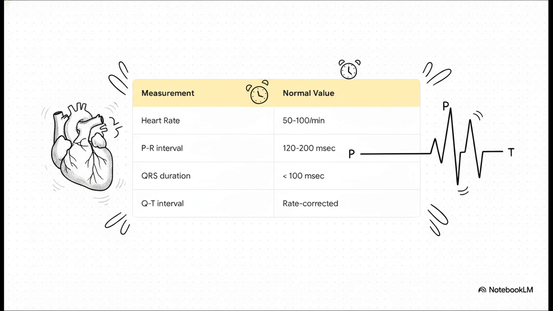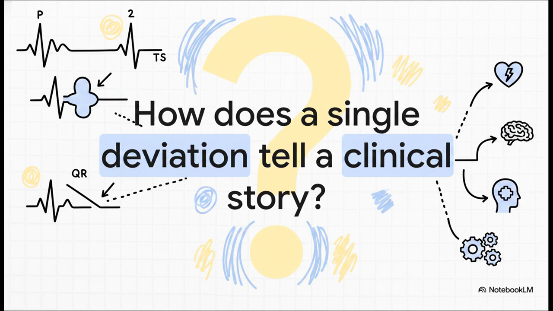Why does this matter so much? Because a prolonged corrected QT interval is a huge risk factor for life-threatening ventricular arrhythmias. And this brings us to the whole point of this rigorous methodology. We've established the parameters of what's normal. But the real art and science of electrocardiography is in understanding how just a single deviation, a subtle change in a wave shape, a tiny prolongation of an interval, can begin to unravel a complex clinical story.